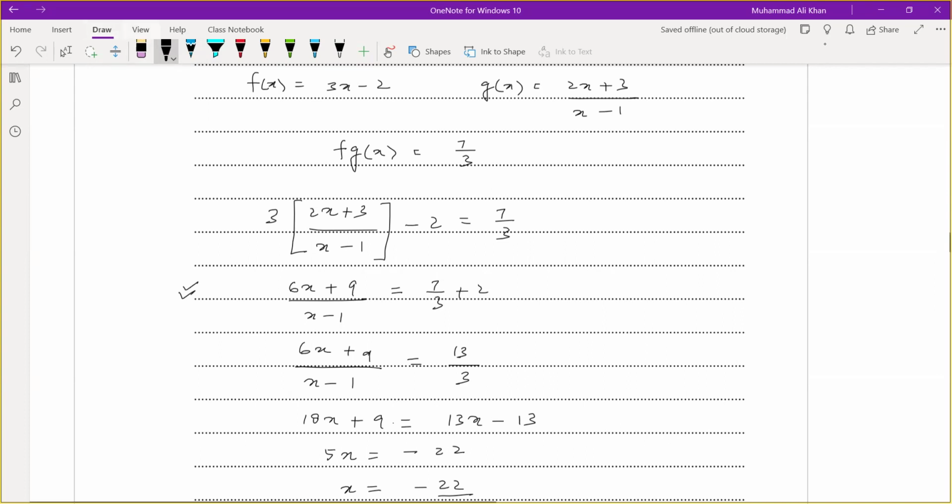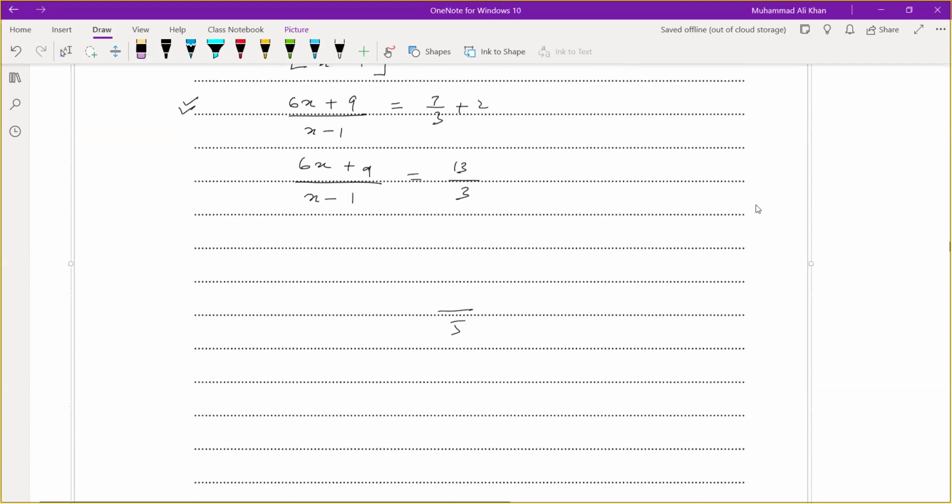Now, after that, we are again solving this for the value of x. So this one will be 3 cross multiply: 18x plus 27 equals 13x minus 13. 18x minus 13x is 5x, and 27 plus 13 is 40, so 5x equals minus 40. Therefore, the value of x is minus 8. This is the correct answer for x.